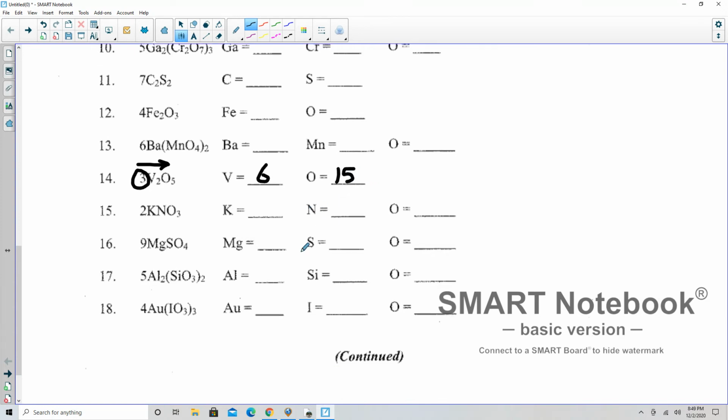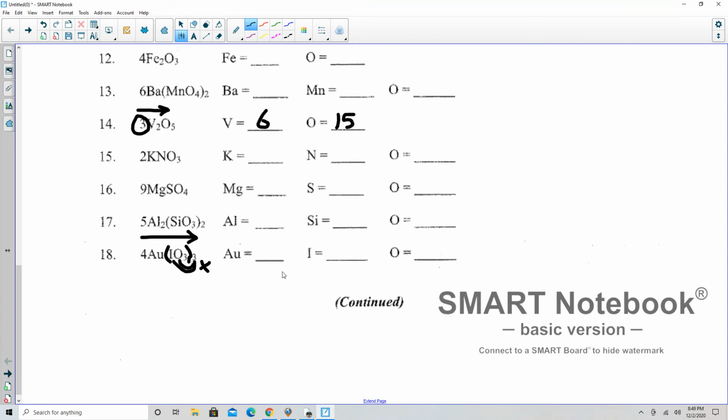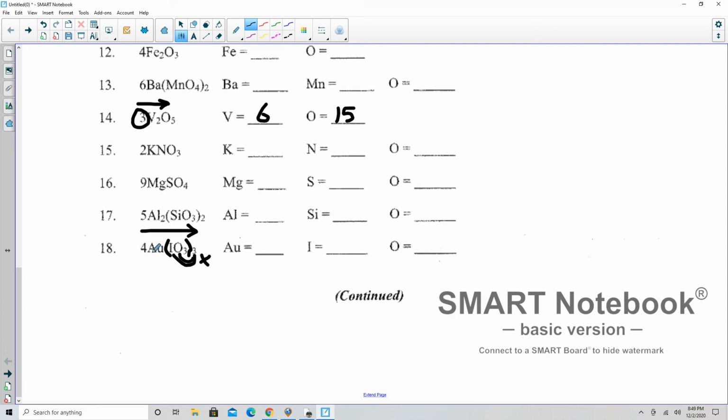The last example, let's do number 18 here together. And so on 18, we've got 4 working its way all the way through. But we also have parentheses right here and here. And you know, in parentheses, this 3 needs to go here, and the 3 also needs to go here, and it needs to multiply. So let's kind of work this one out together here. And so we have 4Au. There's no number after the Au, so that just means 4 of them. So 4 times 1 is 4.